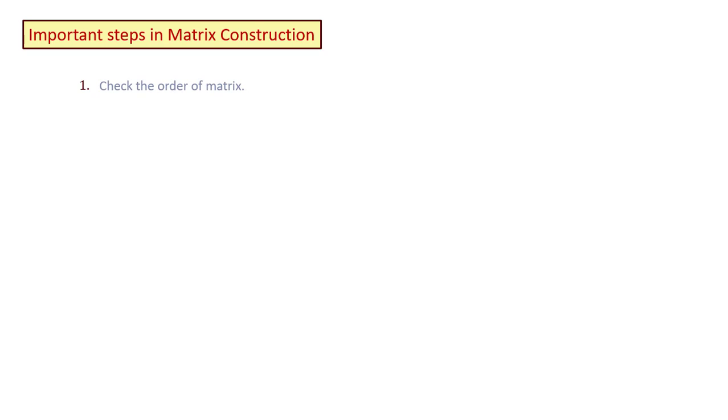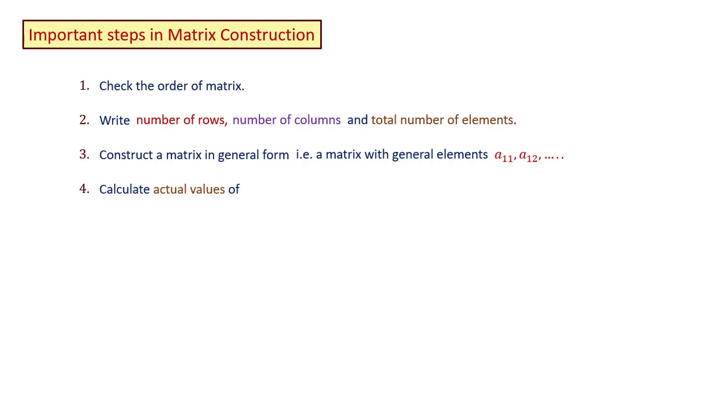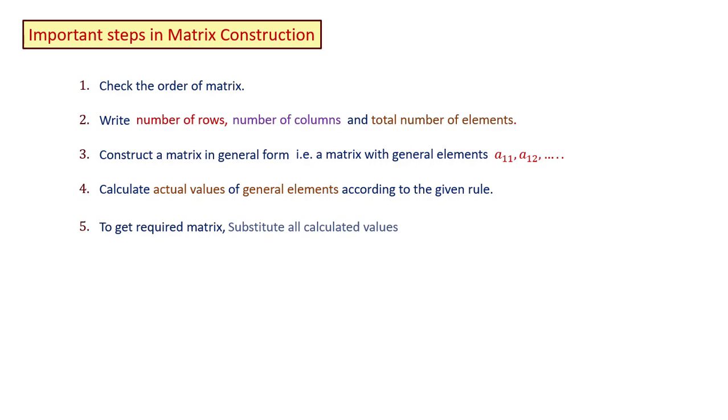First, check the order of a matrix. Second, write number of rows, number of columns, and total number of elements. Third, construct a matrix in general form. That is a matrix with general elements A11, A12, and so on. Fourth, calculate actual values of general elements according to the given rule. Fifth, to get required matrix, substitute all calculated values in general matrix at proper place. Now, we will discuss some questions to clear this process.